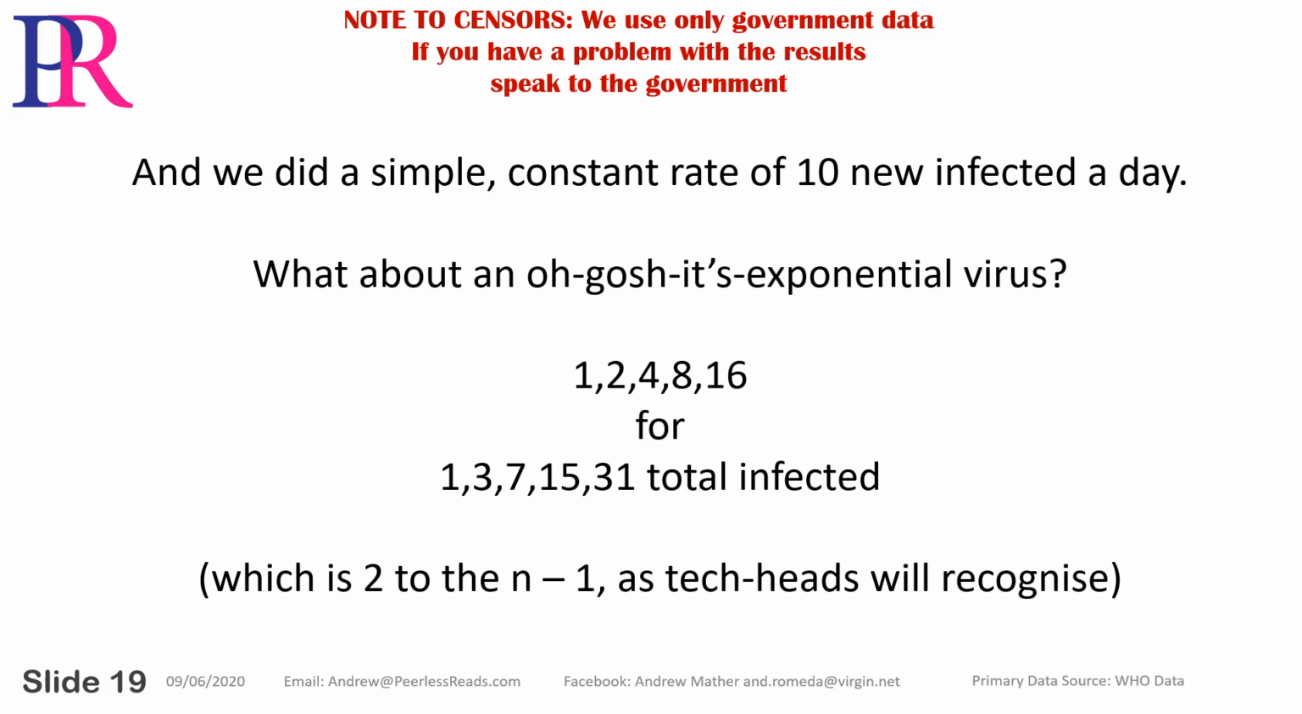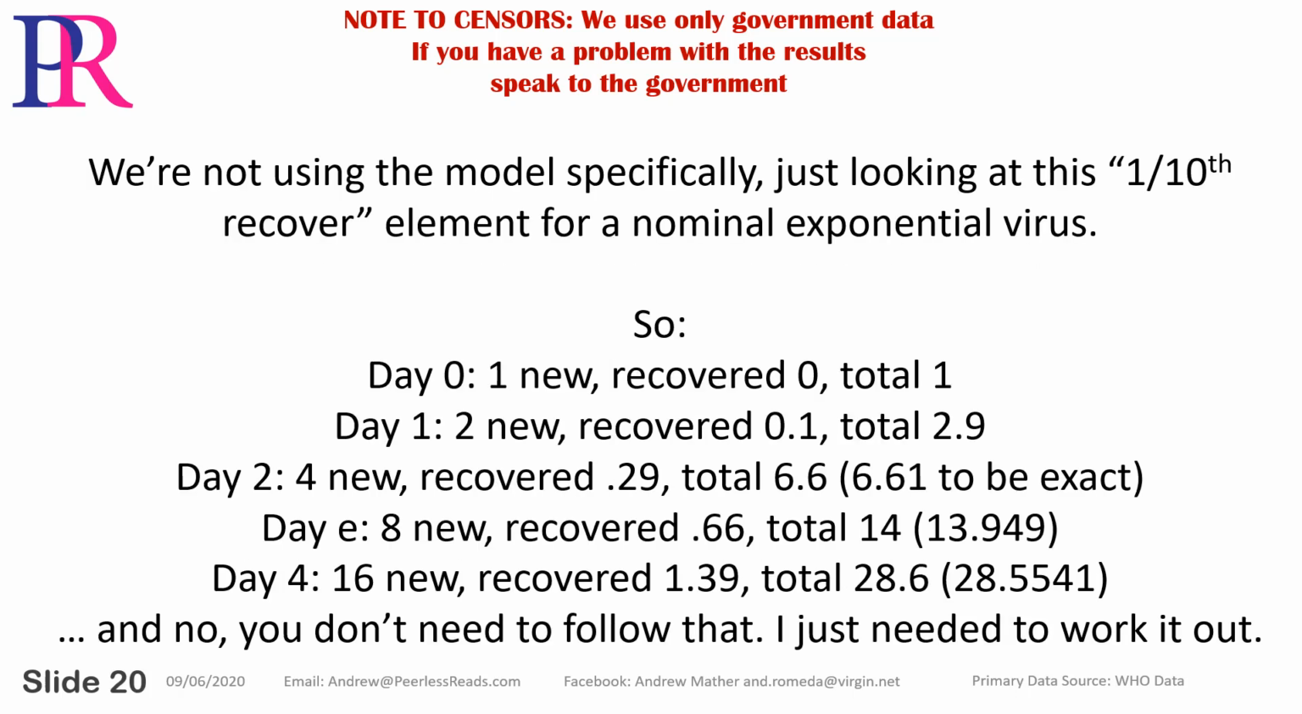And we did a simple constant rate of 10 new infected a day. What about Oh Gosh's exponential virus: 1, 2, 4, 8, 16 new, for 1, 3, 7, 15, 31 total infected, which is 2 to the n minus 1, as tech heads will recognize. We're not using the model specifically, just looking at this 1/10 recover element for a nominal exponential virus.